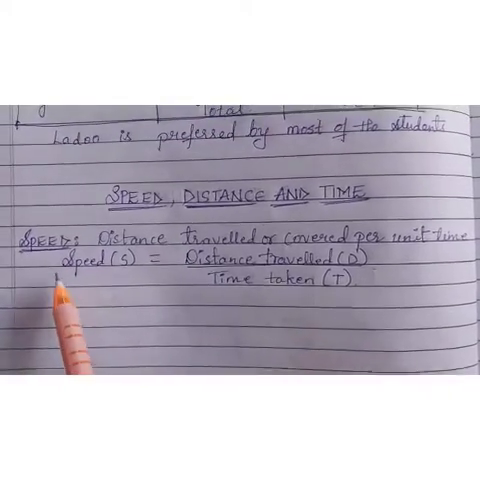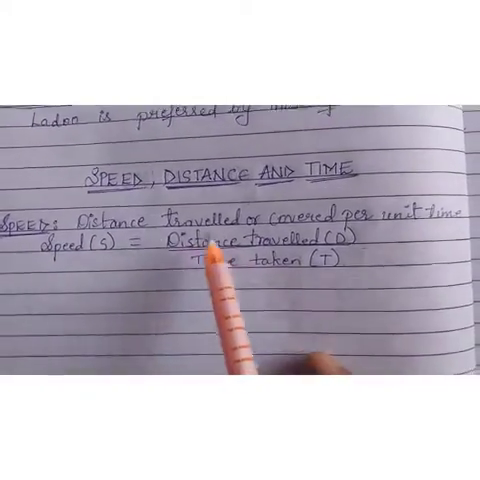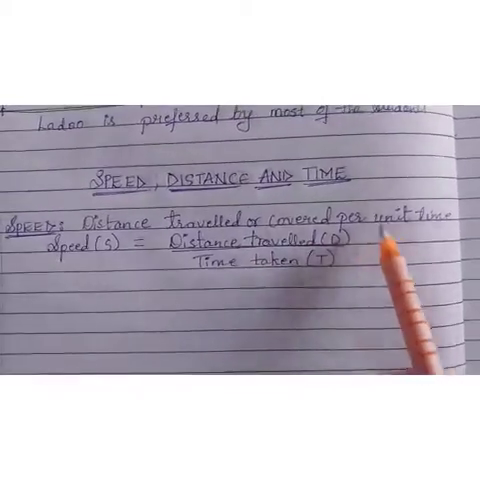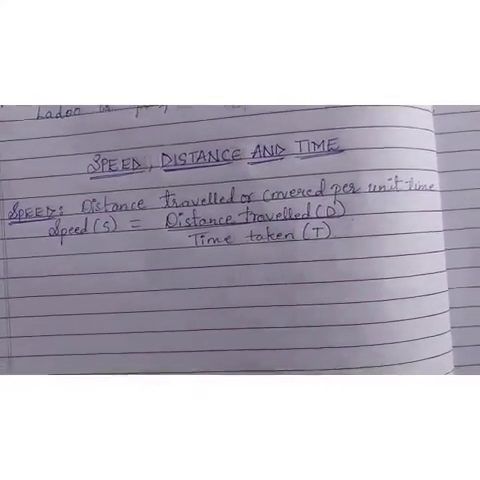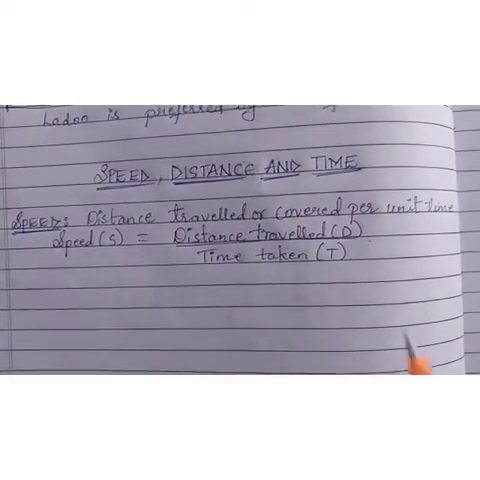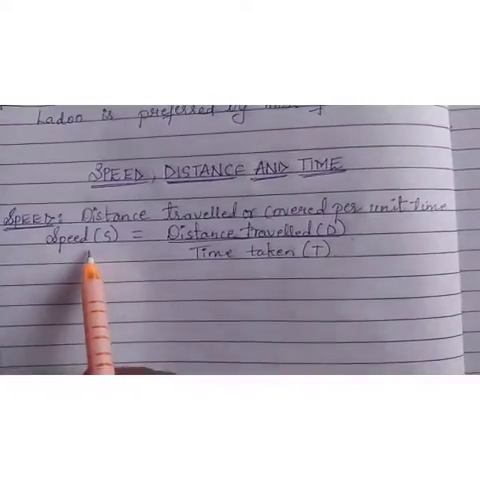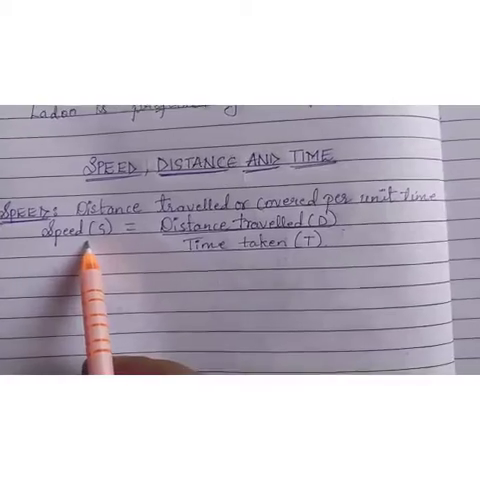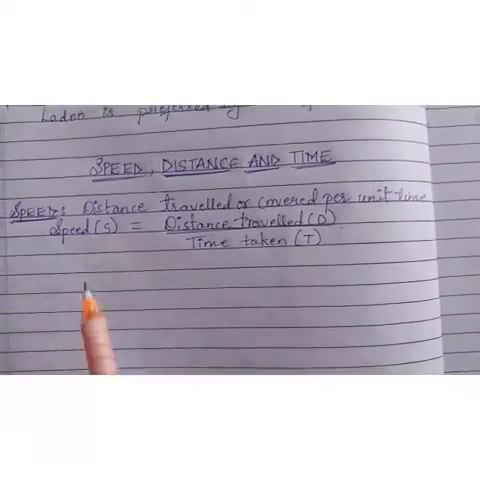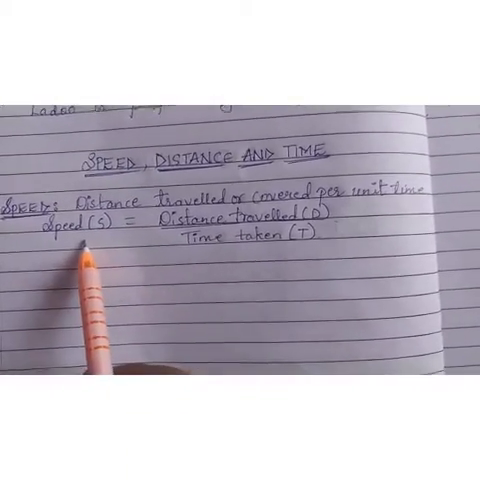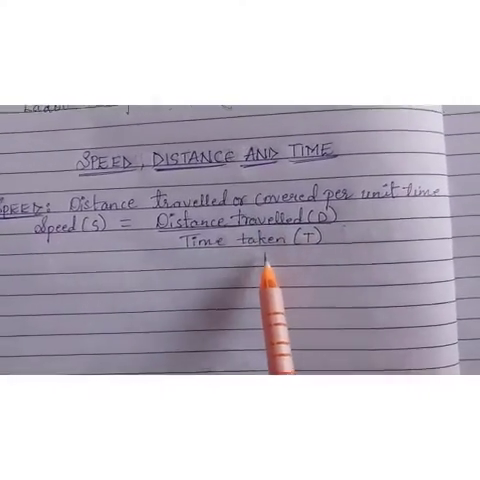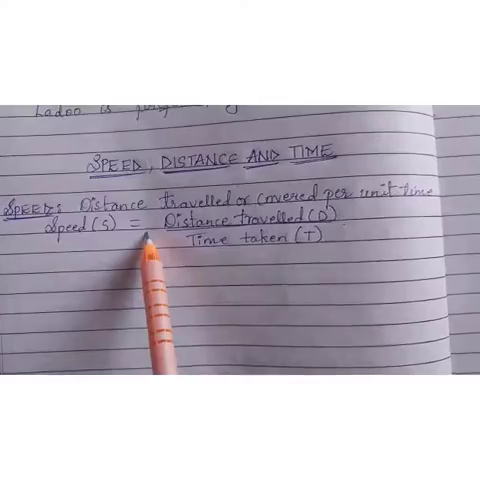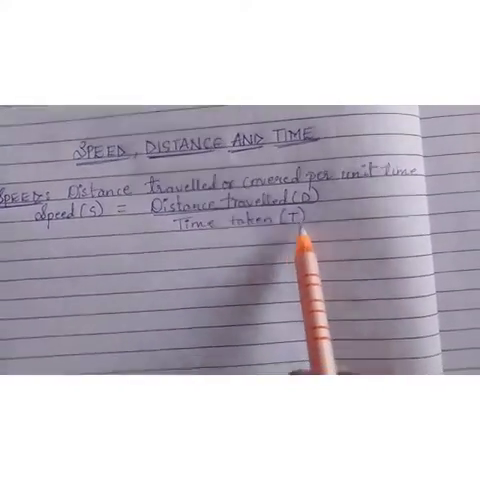Children, we define speed as distance traveled or covered per unit time. That is, for 1 kilometer how much distance we are traveling or covering. Based on that we can find the speed of the given vehicle. So we can formulate speed as distance traveled upon time taken, that is S is equal to D upon T.